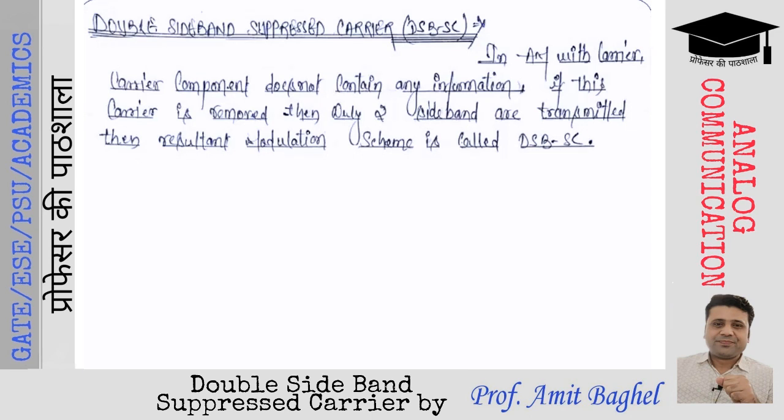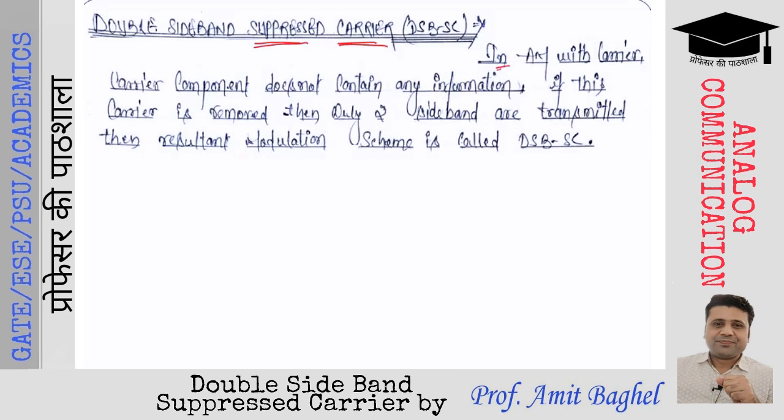So the next method is known as the DSBSC method, double sideband suppressed carrier. You can observe in the name itself that it is double sideband suppressed carrier. इसका मतलब carrier को suppress कर दिया गया है. So when we suppress the carrier, we are actually going for the power efficient method.